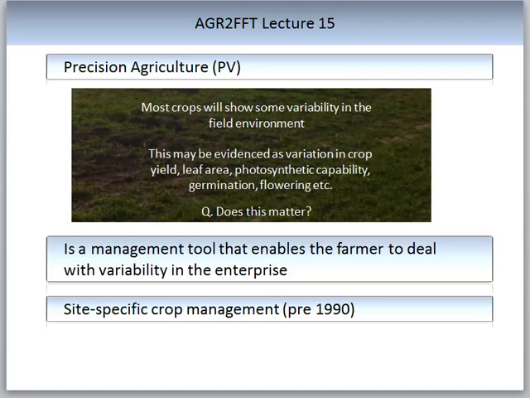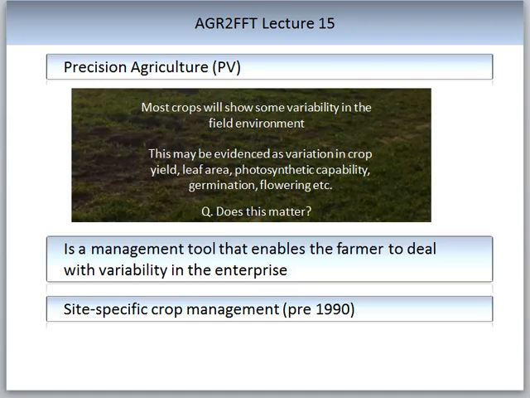Most crops will show some kind of variability in the field environment. This may be evidenced or seen as variation in crop yield or leaf area, photosynthetic capacity, germination, flowering, or really any part of the physiological process and growing process. So it's not an unreasonable question to ask, does this variability matter? Does it impact on production? How much does it cost your enterprise? If you cannot record the variability, then you have no way of knowing what it is, and therefore you do not understand if it's a problem.